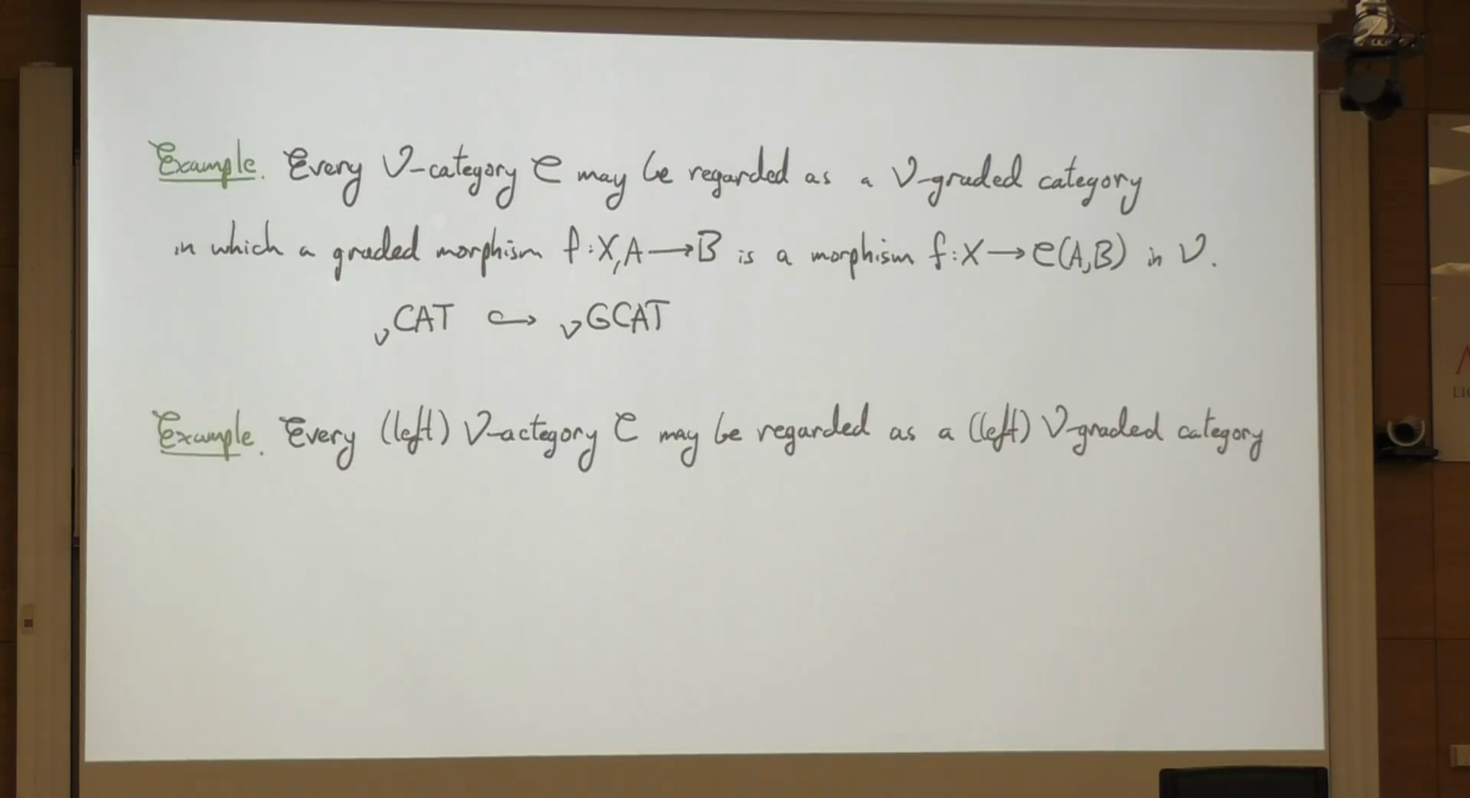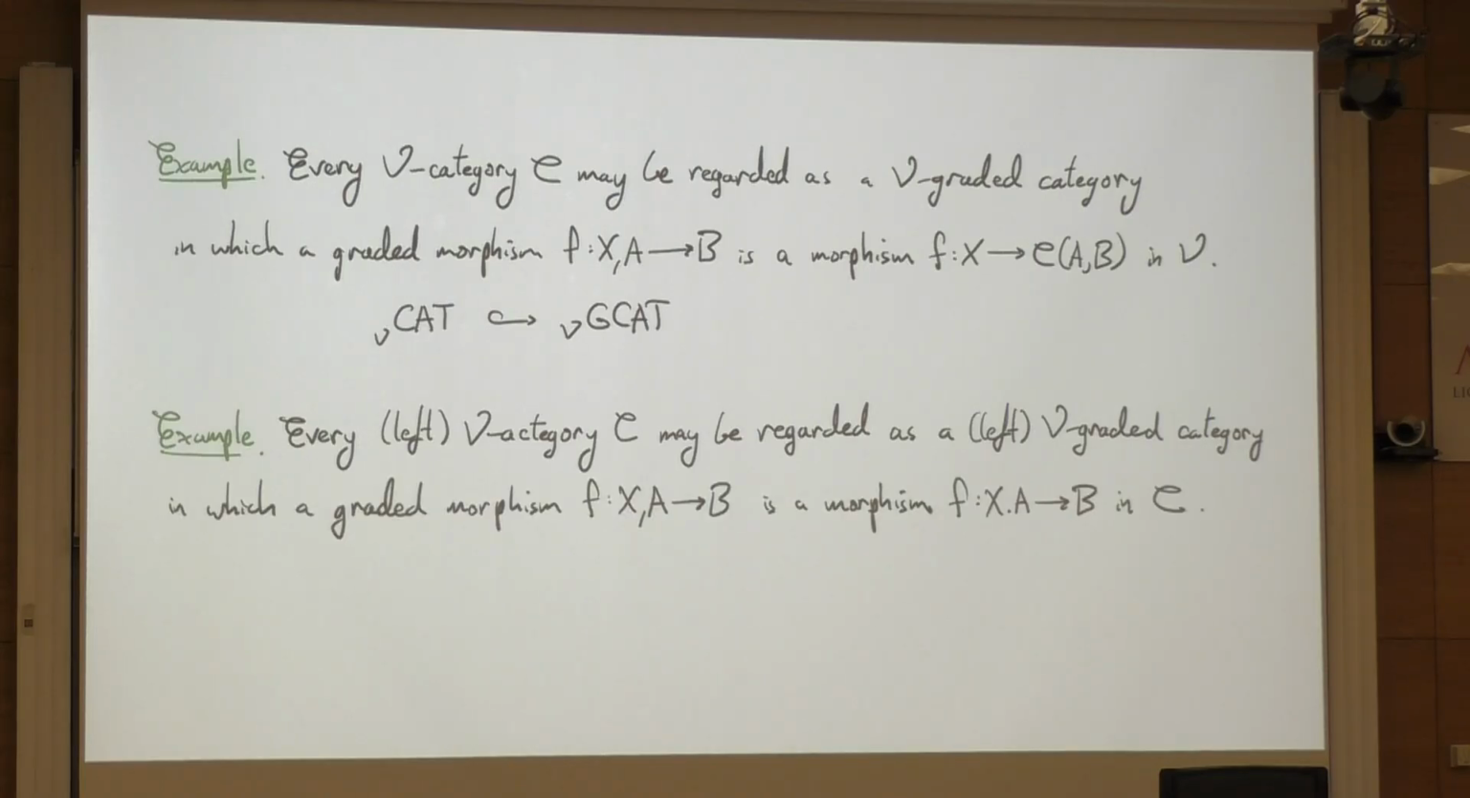But then also, we have the following example. Every left V actagory, C, a category with an action of V, may be regarded as a V-graded category as well. And how do we do this? This is even simpler in a sense. In the resulting V-graded category, a graded morphism F of the given form is simply a morphism of this form in C, from X dot A, where dot is the action carried by this actagory C. And so, in fact, the notation that I'm employing mirrors the actagory's case. And we'll see this ends up being quite convenient.